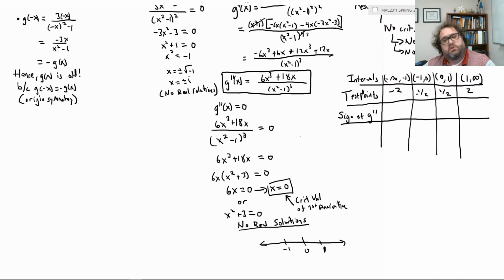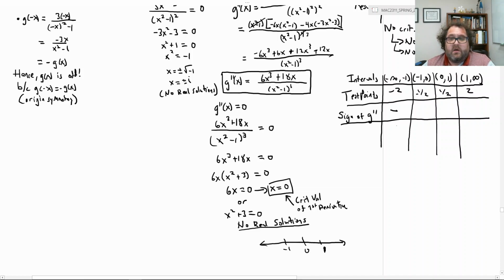If you plug in -2, that's -8. -8 times 6 is -48. Plus 18 times -2, so that gives you -84 on the top. Divided by, we can think of it this way, we're dividing by -2 squared, that's 4 minus 3. 4 minus 3 is positive 3 cubed, so the denominator is positive. So we have a negative numerator, a positive denominator. That gives us an overall negative value.